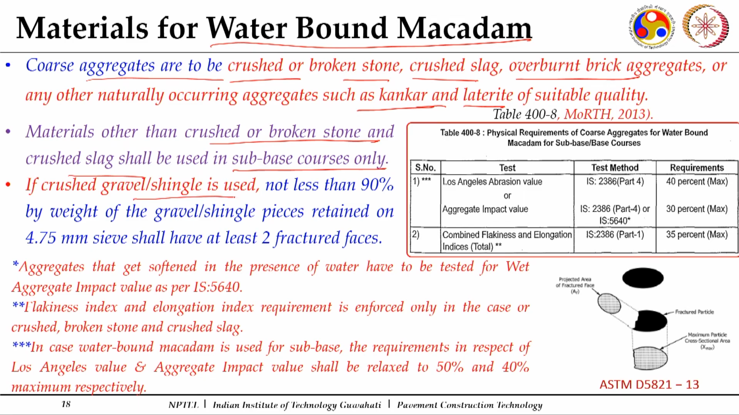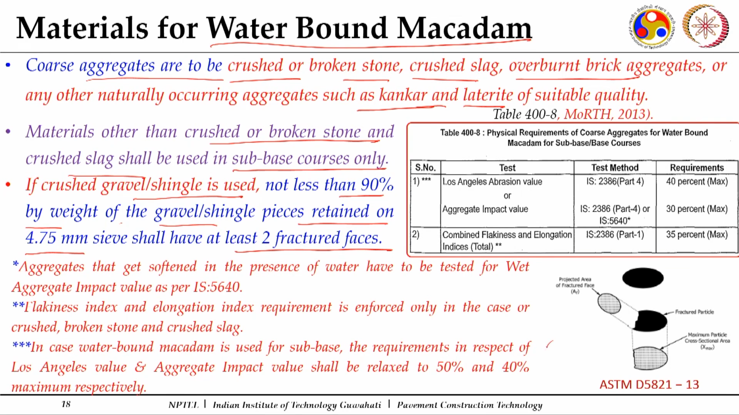If crushed slag gravel is used, not less than. Now, what is this? This gravel and crushed shingles, even the riverbed material is normally crushed. So, when you are crushing these gravels, it says that 90% by weight of the gravel shingle pieces retained on 4.75 shall have at least 2 fractured faces. Now, what is this fractured faces?